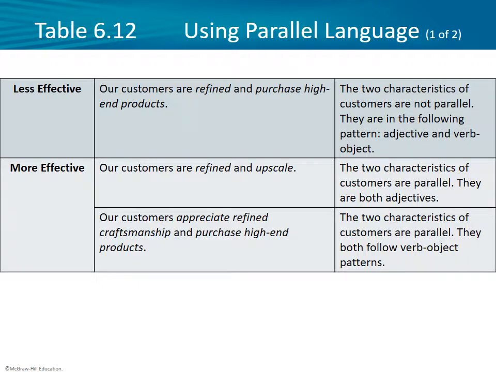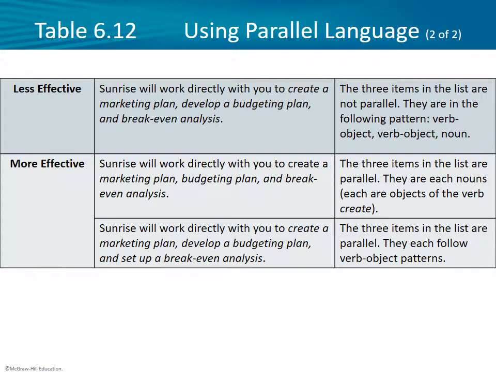Here's an example. When you use grammatical patterns for items in lists and series, readers can process the information far more naturally and quickly. Take a look at the less effective and the more effective way. Here's another example using less effective and more effective.